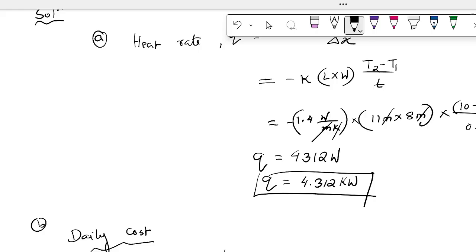Then we find the natural gas cost per day required. So we use this heat rate, and we use the efficiency of that furnace that we are using to heat it up, right? We use the efficiency, the heat rate, and the cost per unit megajoule of the natural gas. And then we did some unit conversion to find the daily cost to heat up the basement floor, which is $8 and something cents.